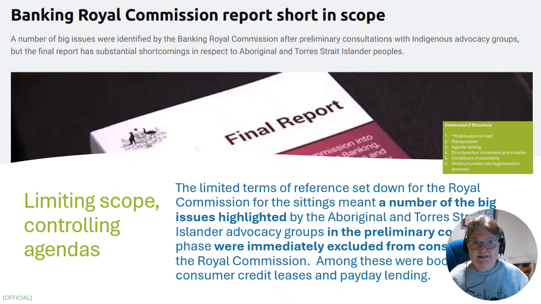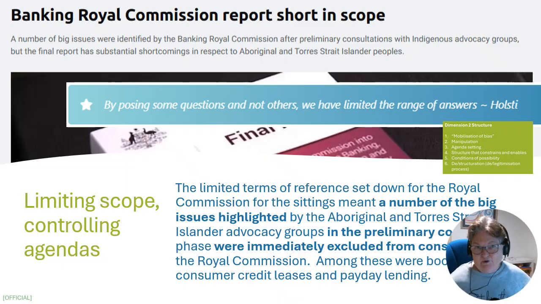Here's one about setting the agenda. So we had a Royal Commission into banking, and the Aboriginal and Torres Strait Islander people said that they wanted to talk about consumer credit leases and payday lending, which are things that affect Aboriginal communities, but these were excluded from the brief of the Banking Royal Commission. So they were organised out of the conversation.